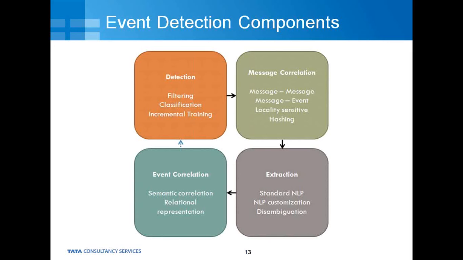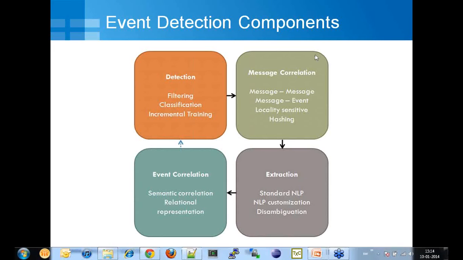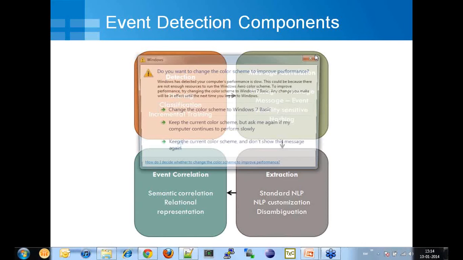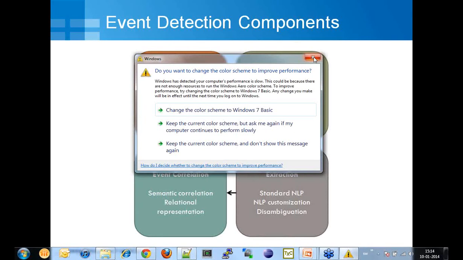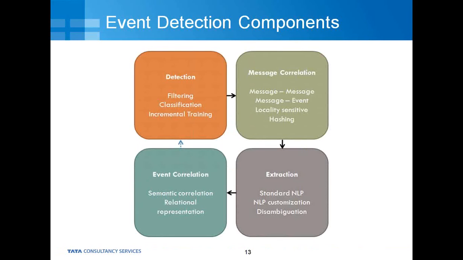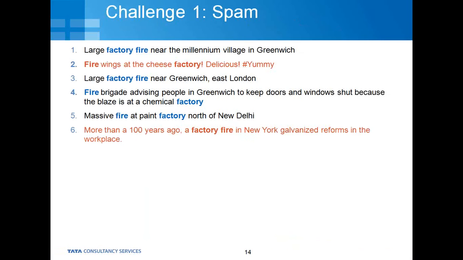The second is correlation of textually similar tweets. And then we extract some information out of these tweets in terms of what is the factory name, what is the city name, etc. And then we correlate these tweets to say that all of these tweets belong to the same event, and then raise an alert or something like that. Let's see the details. What are the challenges involved in this, and how do we solve that using the tutorial that we've just gone through?